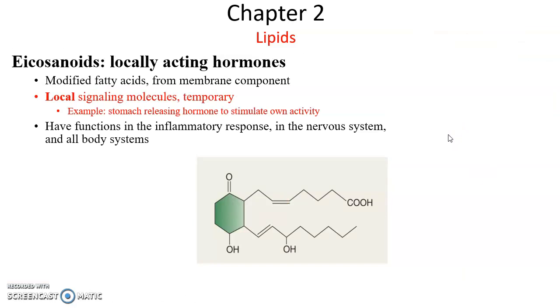And then finally, eicosanoids. They are interesting, a slight ring structure, slight sort of fatty acid chains, not really. They are important for local signaling. So they're very short-lived hormones that can be released to have a localized effect.